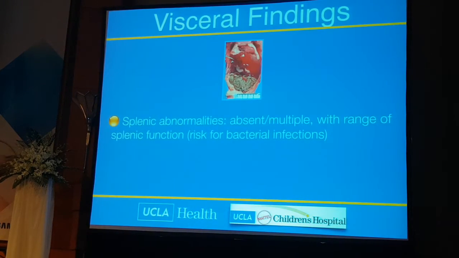So what are some of the visceral findings below the diaphragm? As I mentioned, splenic abnormalities are very common. They can be an absent spleen or multiple spleens, and all of these can have a range of different splenic functions. So many of these patients, asplenics, polysplenics, all these patients with heterotaxy, may have a range of splenic function and immune deficiency. So it's useful to be able to counsel and mention that to patients at the time of the prenatal evaluation.